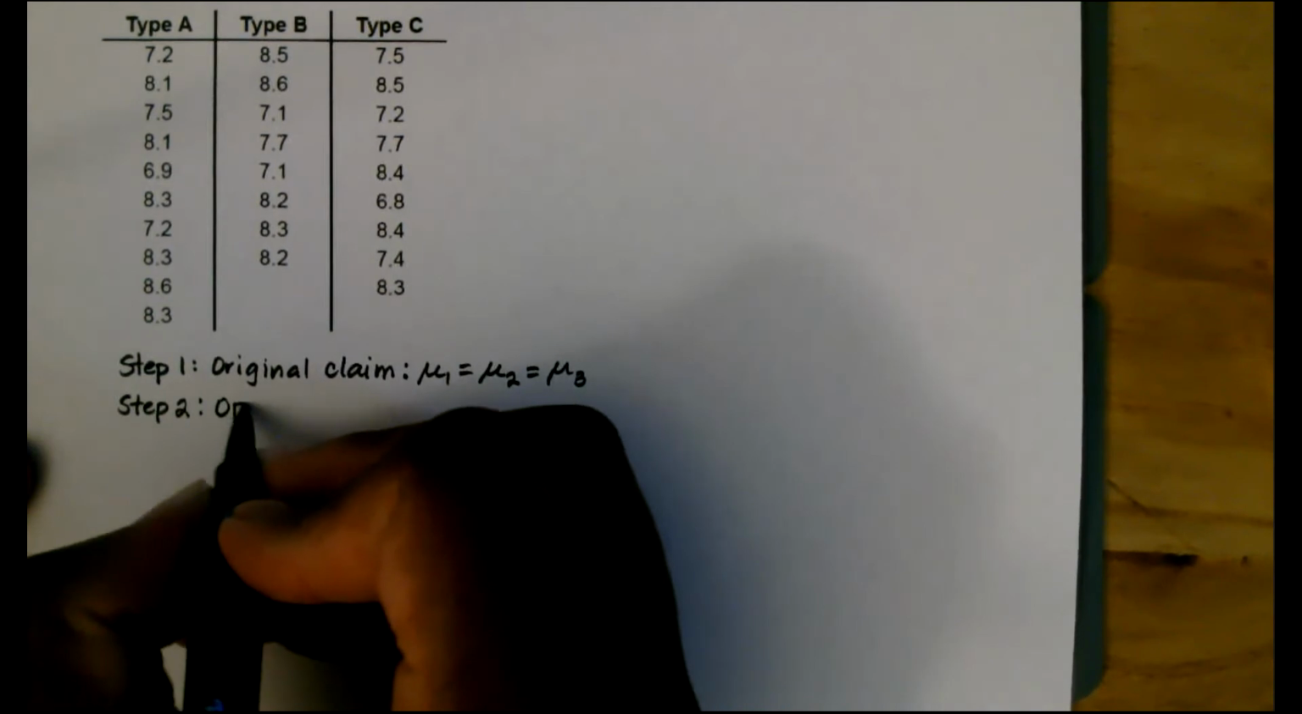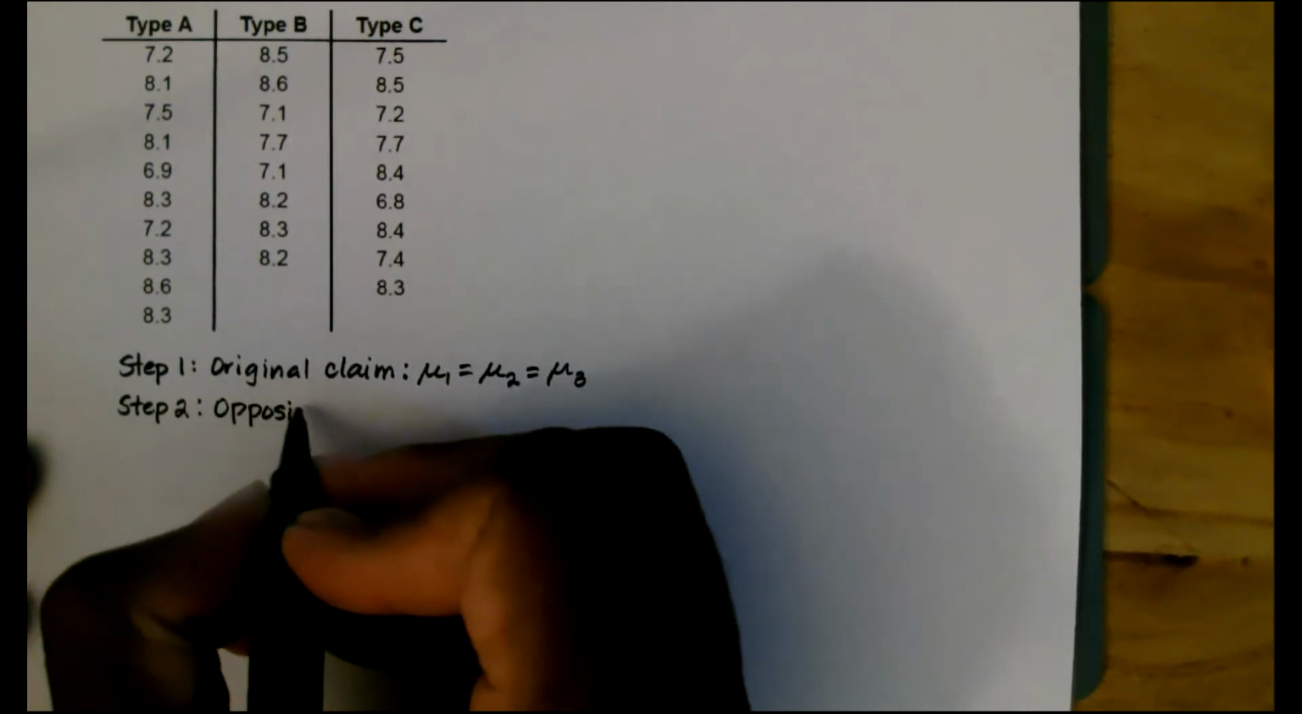Step number 2 is the opposite of the original claim. We'll have to write the opposite in word form, meaning at least one of the means is different.